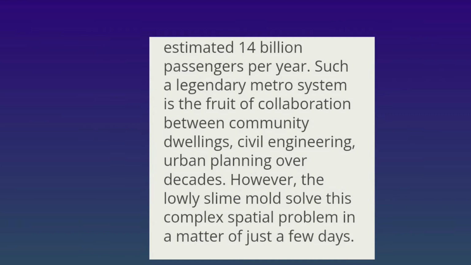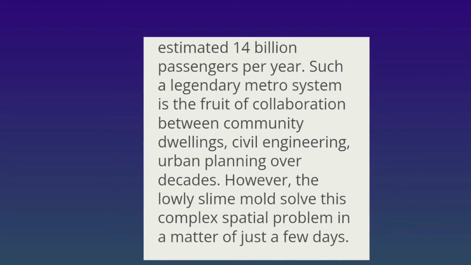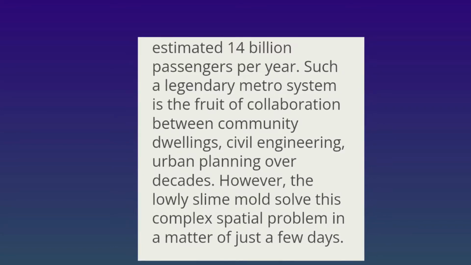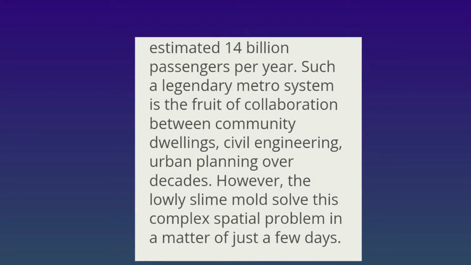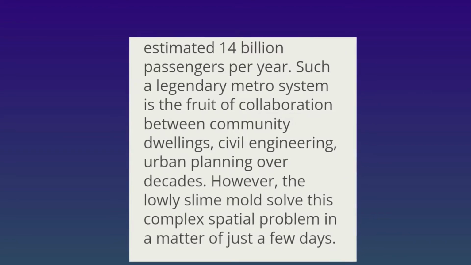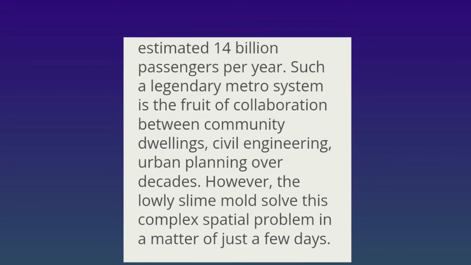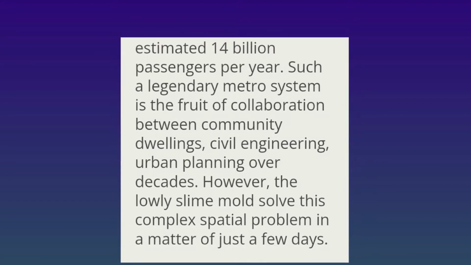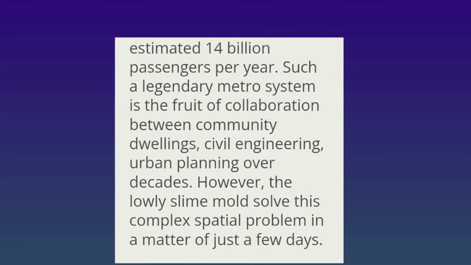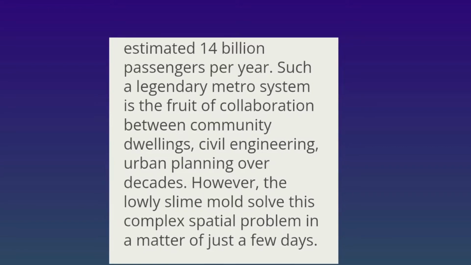The final thoughts of the Japanese scientists: an estimated 14 billion passengers will travel in that subway metro system every year. It is done with the collaboration between community dwellings, civil engineering, urban planning. Over decades, they have taken decades for doing this. But this mold will solve this problem in just a matter of days. And that is why we are now thinking whether it is intelligence or not.